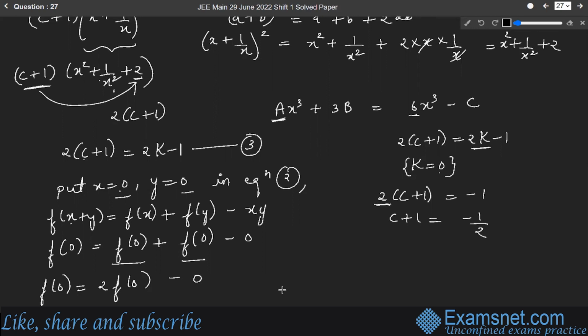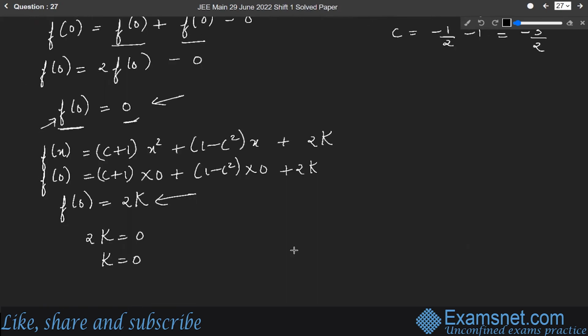This 2 is in multiplication. When it goes to the right hand side, it will be in the divide form. So c will be equal to minus 1 by 2 minus 1, so it is equal to minus 3 by 2. So we have the value of c and we have the value of k. It means we can find the exact function, which is f of x.